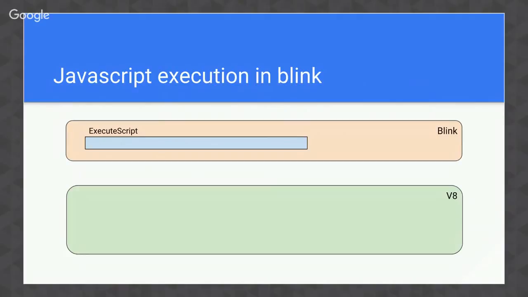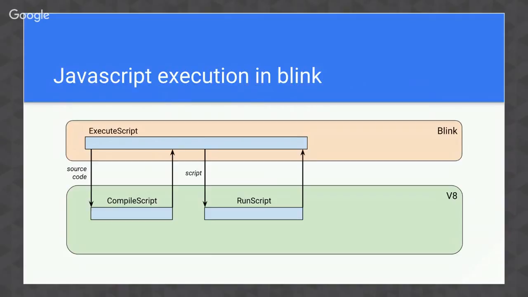So let's talk about JavaScript code execution in Blink. When Blink has to execute a piece of JavaScript code, first it sends the source code of that script to V8 to be compiled. V8 returns a compiled script, and then that script is passed back to V8 again to be executed. Now, when I say that the script is compiled, there's a couple of stages to it. There's a parsing stage where the script is parsed, and then there's a separate compile stage where the script is compiled. This happens for the top level script, and it happens again for inner functions of that script as well.